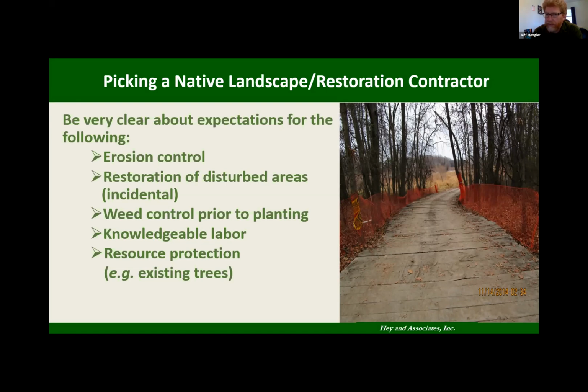Mow the site, set the mower 6 to 8 inches high so that it knocks down the seed production of those weeds and does not impact your little native seedlings that are coming up underneath. Unfortunately, the laborer they sent out to do that, he thought when they said mow the whole site, they meant mow the whole site.